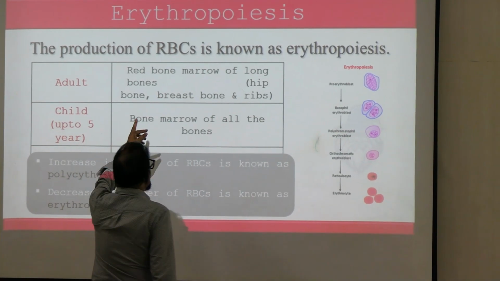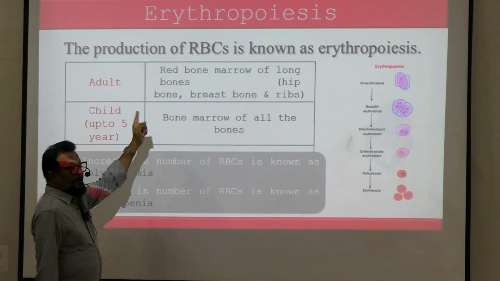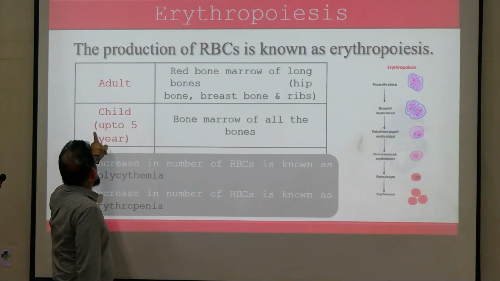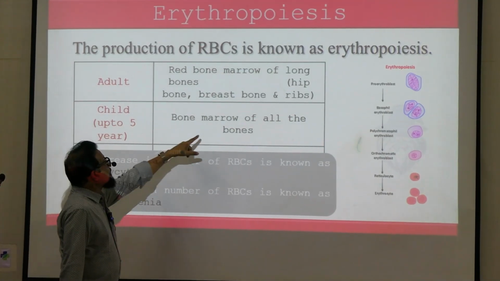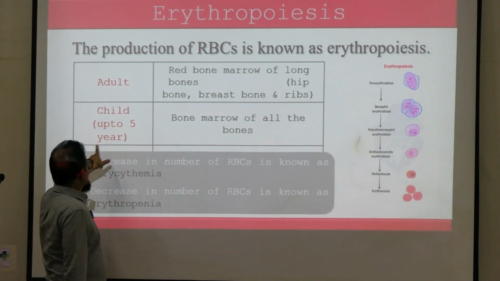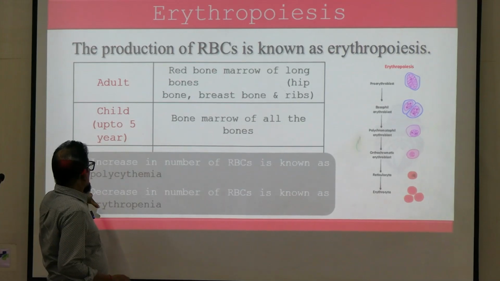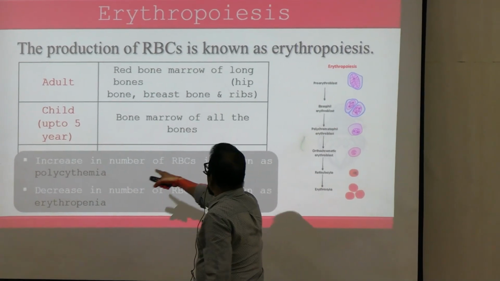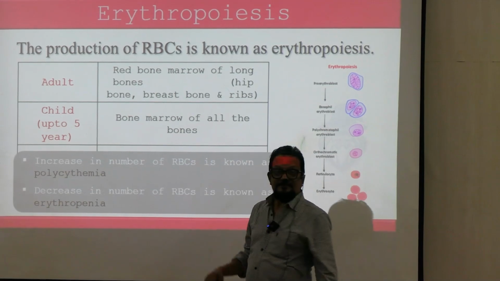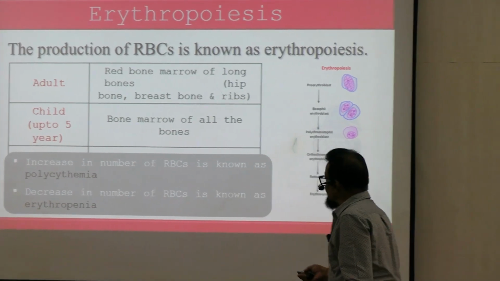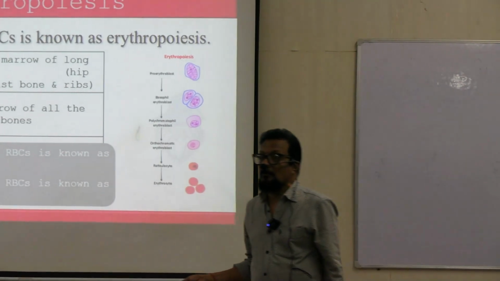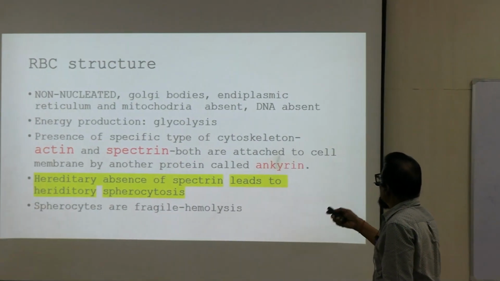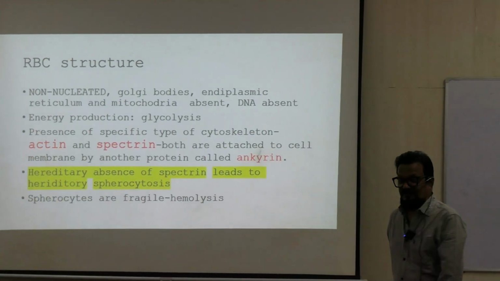In adults, they are synthesized in bone marrow, and in children, in the bone marrow of all the bones. An increase in the number of RBCs is known as polycythemia; a decrease is erythropenia or anemia. Okay, these are the places where it occurs. Now the RBC structure.